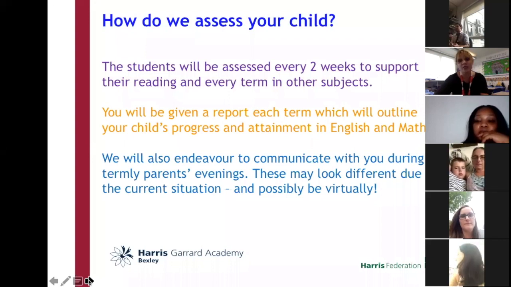We will also endeavour to communicate with you during termly parents' evenings. Now, of course, we don't know what the current situation is going to be, but it could be that it will be a Zoom meeting like this. But as soon as we know, we will inform you.